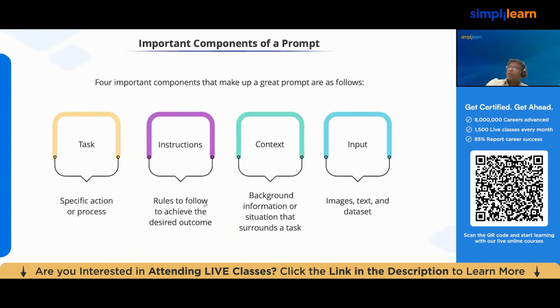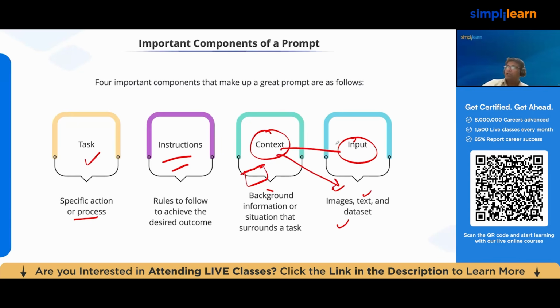Okay. Then we discussed what the components are that make a great prompt. We have a specific task, an action or a process. Then we have a set of instructions which we give to the LLM, that these are the instructions you need to perform or stick to. And then there is the context, and this is your input. The input could be an image, text, or dataset, and the context could be anything: information about the text, or an image, or something like that. These things are interrelated, the input and the context which you feed.